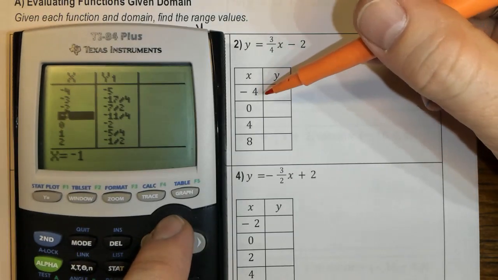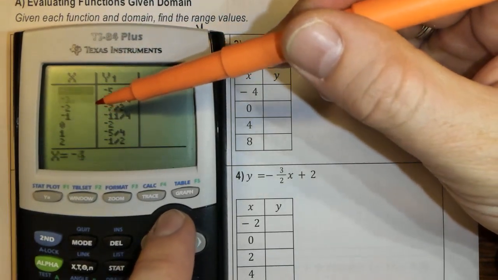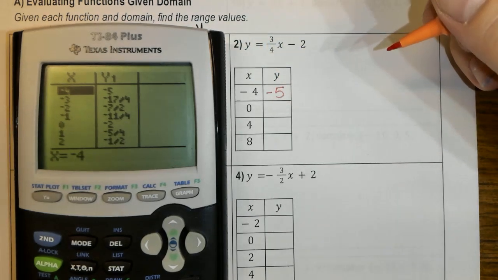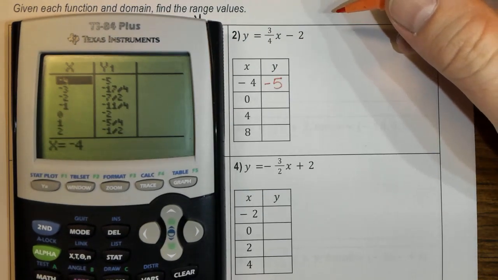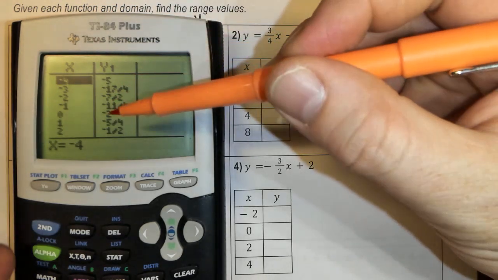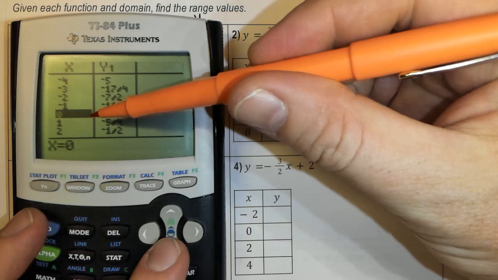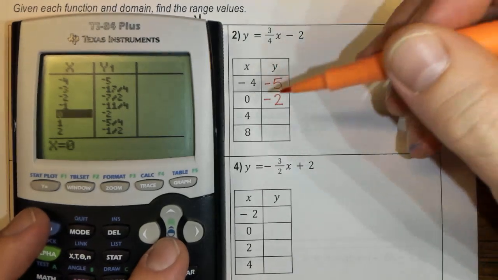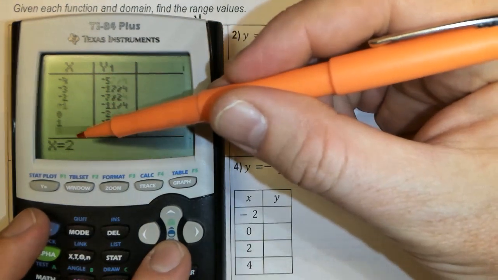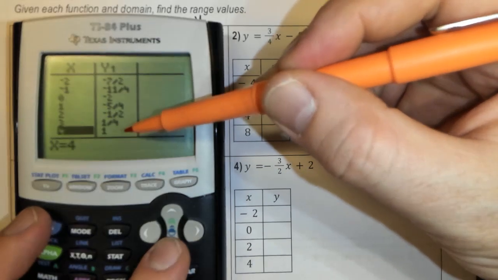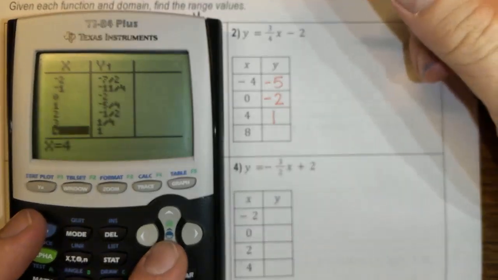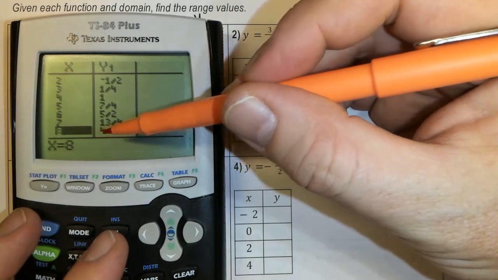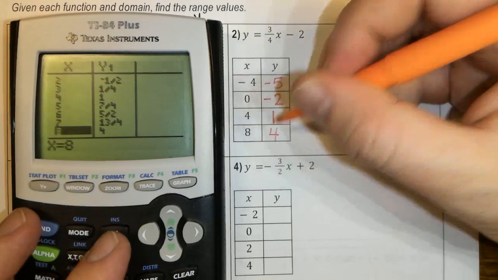So my first one, x is -4. So I go over here, there's x is -4. My answer is -5. Look at that. That's pretty easy, I hope. My next one, x is 0. So I go down to where x is 0, and then I have -2. And I go find x is 4, so I can't see it. I'm just going to keep going down till I get there. My y is 1. And then the last one is x is 8, so I go over here. Once I have 8 here, my y is 4. And then I'm done.